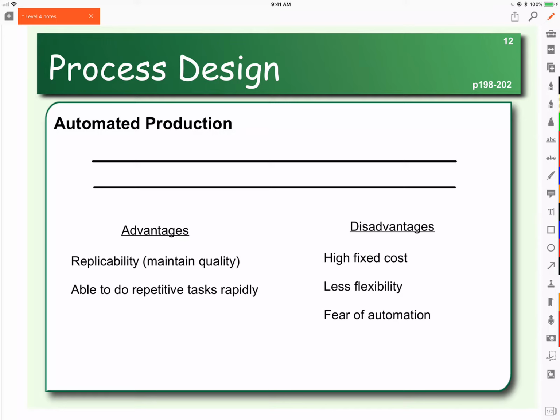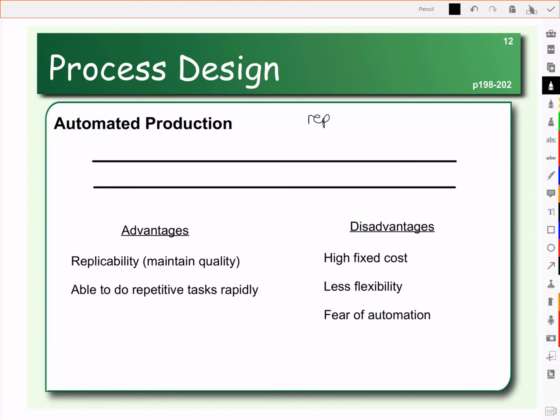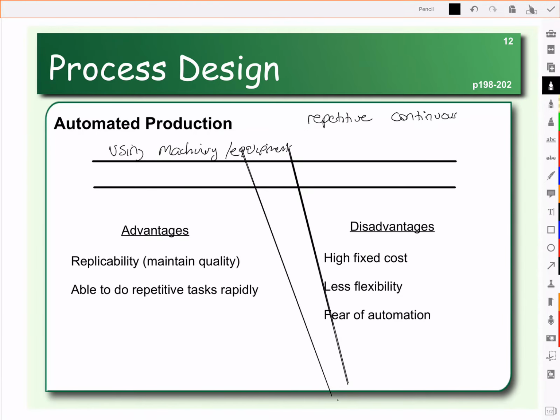Automation is typically used for high quantity standardized products. So when we talk about automation, really we're talking about automation for the repetitive and the continuous process designs. When we talk about automated production, we're talking about using machinery or equipment with some kind of sensing and controlling devices so they can be operated automatically.